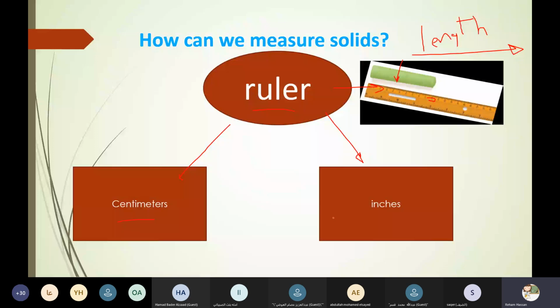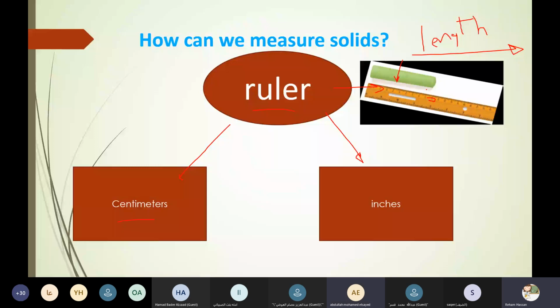Yes, the tall of anything, the tall of the solid or the length of the solid. How? Yes, Abdullah. Sorry, teacher. I don't know this question. I'm so sorry. Yes, Abdullah, listen to me, honey.